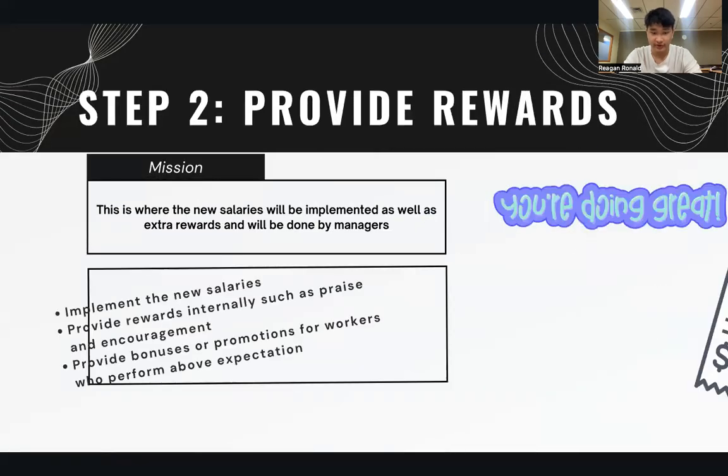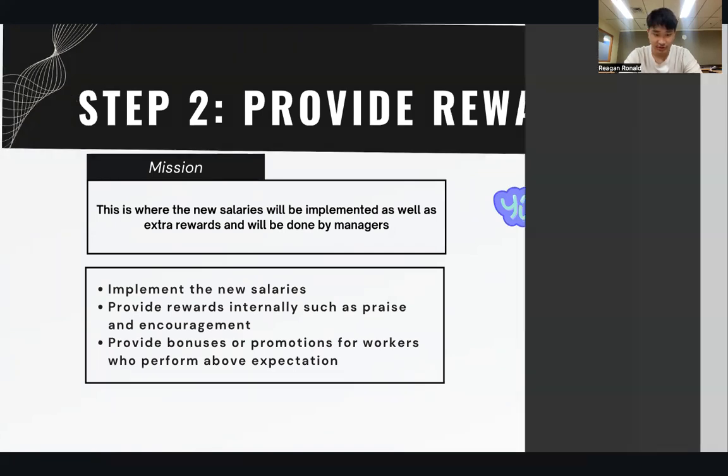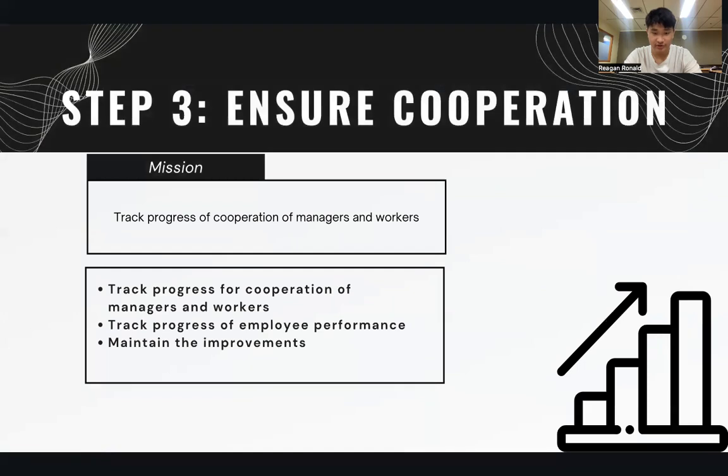For the second step, this is where the company should start implementing these new salaries. Not only that, they should also provide other internal rewards, such as praise and encouragement. They should also give bonuses or promotions to workers who exceed expectations. For the third step, the cooperation or relationship of managers and workers should be tracked. They should also track the employees' performance, and if they perform well, Aussie Airlines should aim to maintain the improvements if the situation improves.